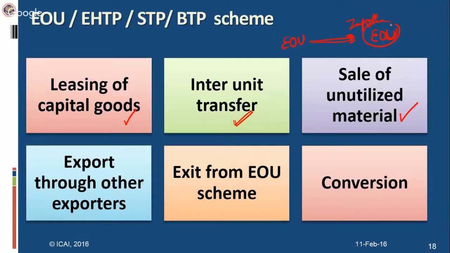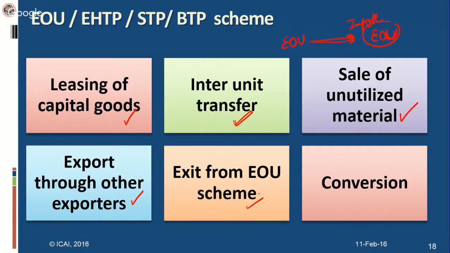Then export through other exporters. Now, an EOU unit is also permitted to export goods through another exporter or another EOU, EHTP, STP unit, subject to specified conditions. Okay. Next one is exit from EOU scheme.